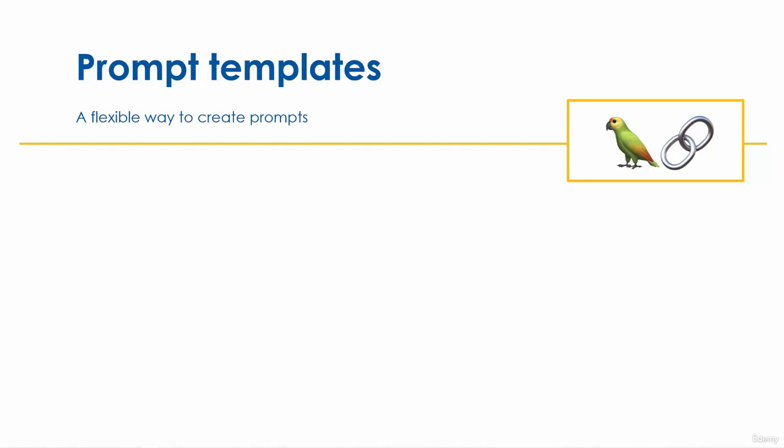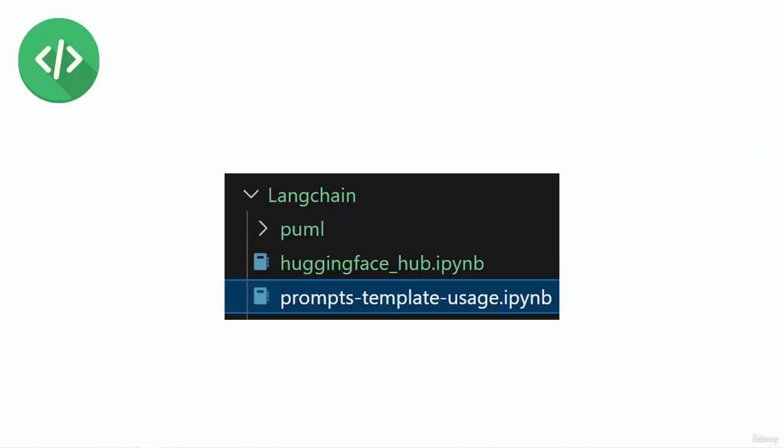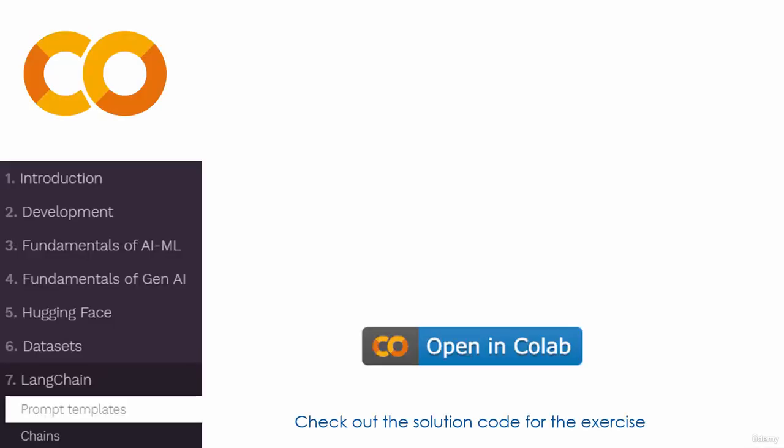In this lesson, you will learn about the LangChain prompt template class. I'll walk you through the functions available in this class to create the prompts, and we will see the prompt template class in action. The demo code that I'm using in this lesson is available in the course repository under the folder LangChain. You can also run this code in Google Colab. Check out the Open in Colab button in the page Prompt Templates under the section LangChain in the course guide.